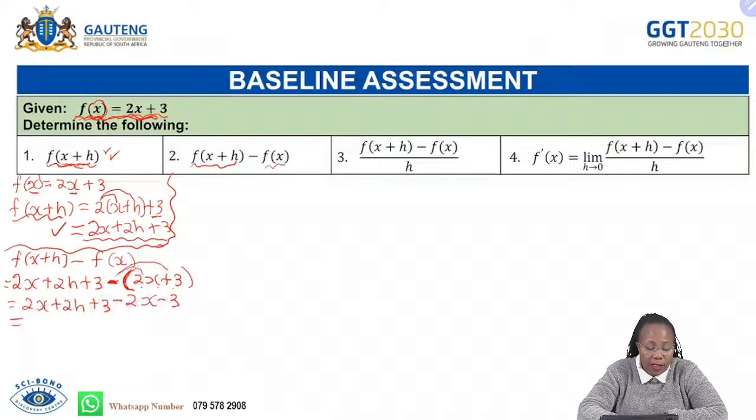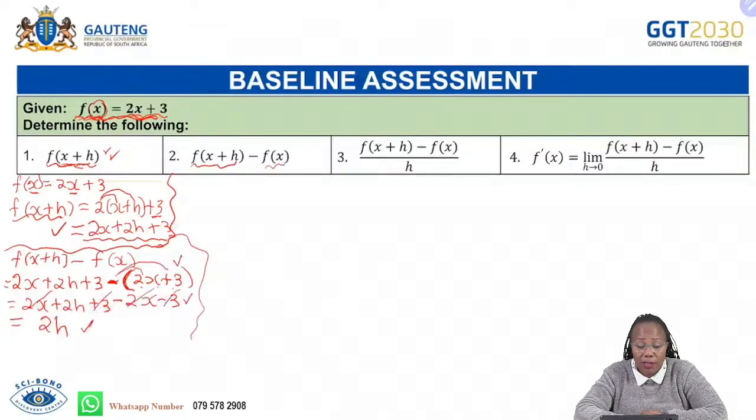Final answer: 2x minus 2x, and 3 minus 3, that is giving you a 0. So you'll be left with only 2h. That means the first mark will be for correct substitution, second mark for simplification, the last one for the answer there. That means your number 2 is 3 marks, grade 12.